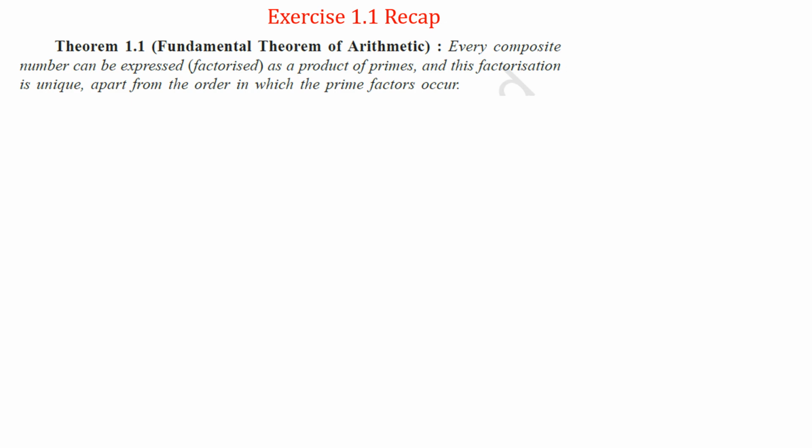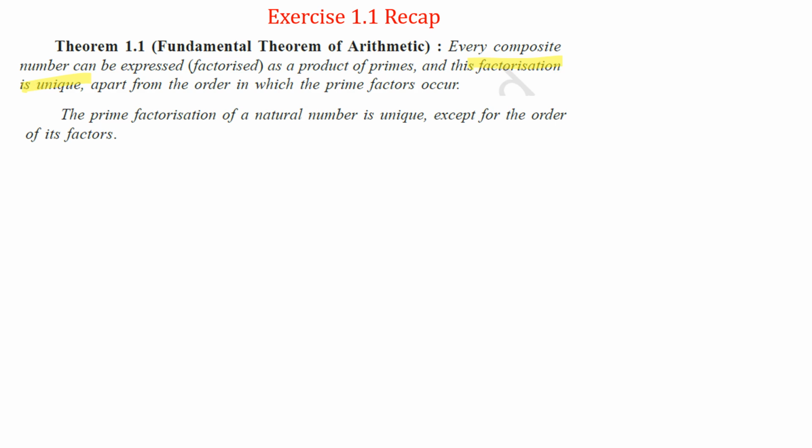Okay, so exercise 1.1 is over. Let's do a quick recap of what we learned in this lecture. We learned the fundamental theorem of arithmetic, which says that every composite number can be expressed as a product of primes, and this factorization is unique, except for the order of its factors.